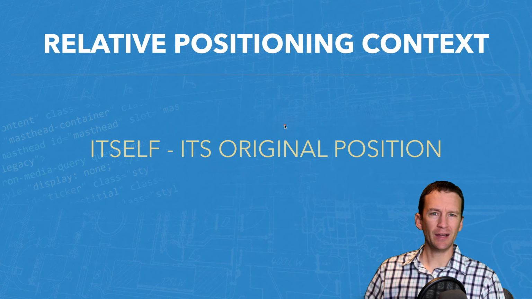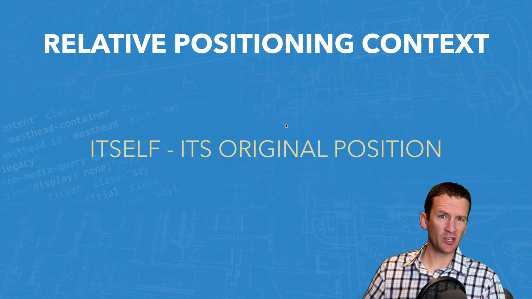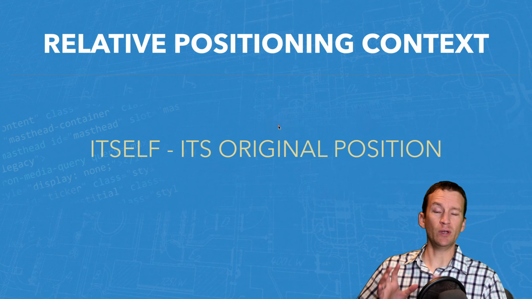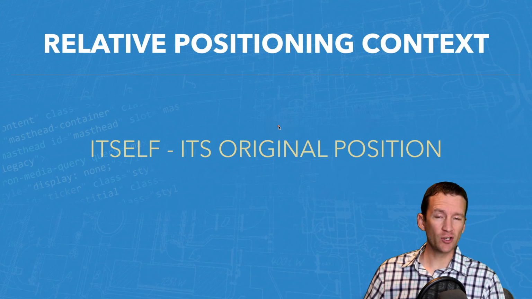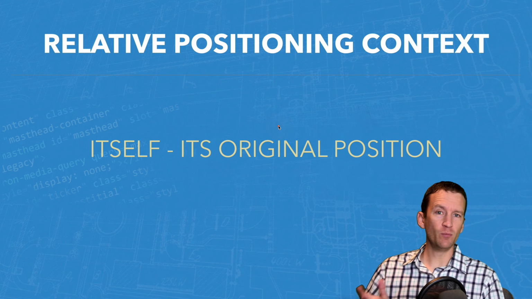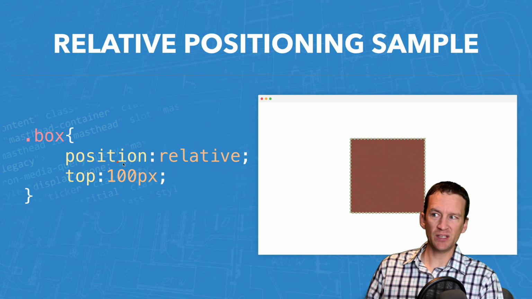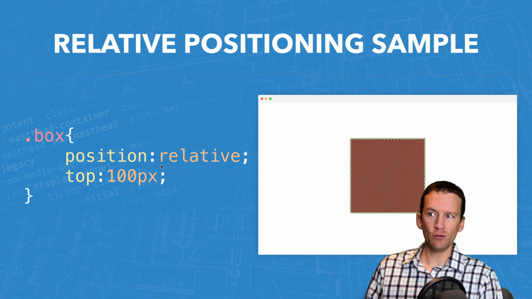So let's take a look here at the relative position first. So relative CSS positioning is positioned according to itself. So its original position, that's where all of the movement is based off of. So in this little sample here, let's assume we have a box here in our web browser, and we're going to assign the position of relative. You do this right in your CSS. And then we're going to say top 100 pixels.